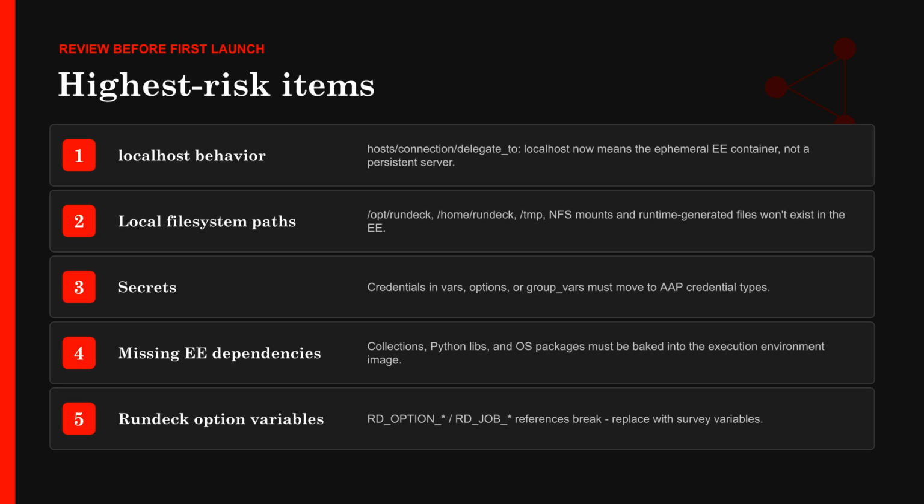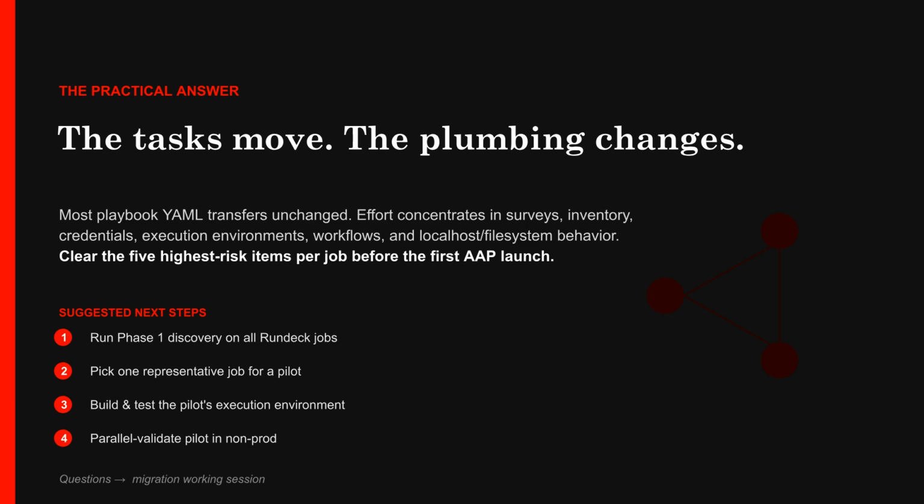Before your first launch, review these high-risk items: local host behavior, file system paths, secrets management, execution environment dependencies, and Rundeck-specific variables. Clearing these 5 items drastically improves your success rate. Remember, your tasks move, but the plumbing changes. Focus on your surveys, inventory, and workflows. Start by discovering your jobs, pick a pilot project, and validate your execution environment to ensure a smooth transition.